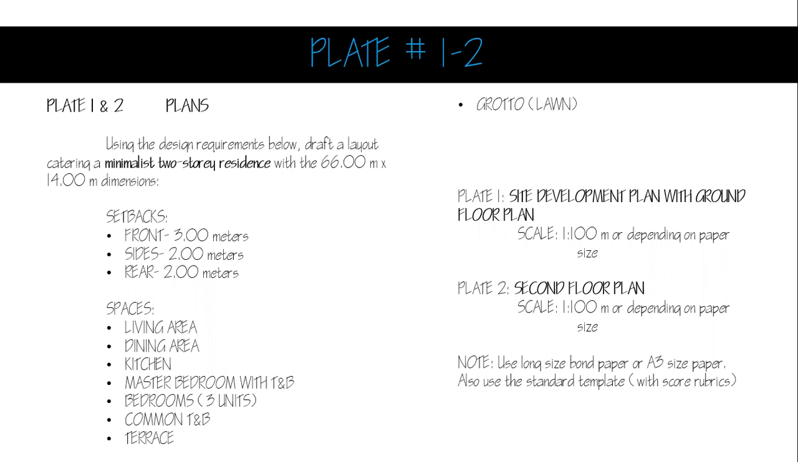So for the setbacks, I think I already discussed this on your first semester, so we need to have setbacks in every development. For this one, this is residential, so basically we'll have the 3 meters setback for the front and the 2 meters setback on your sides and rear. So the space requirements, you're gonna have the living area, dining area, kitchen, master bedroom with toilet and bath, bedrooms, common toilet and bath, and terrace. So if you have to add some features, then you can, as long as you follow the correct setbacks.